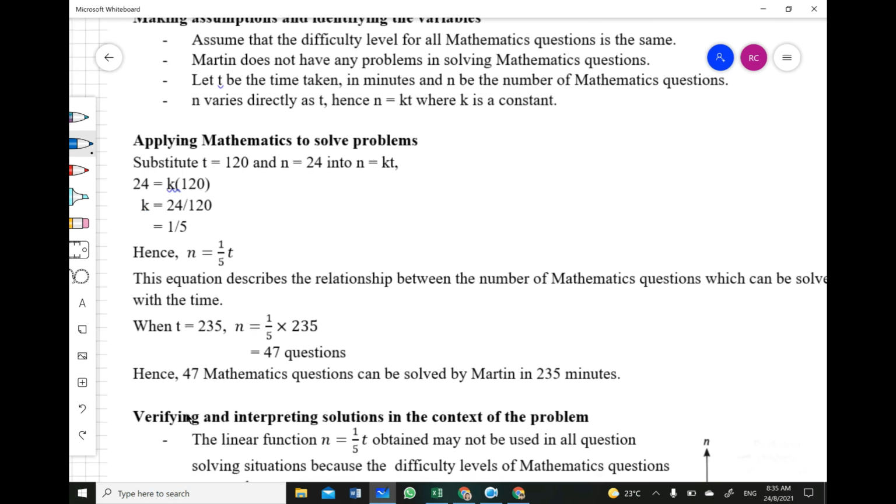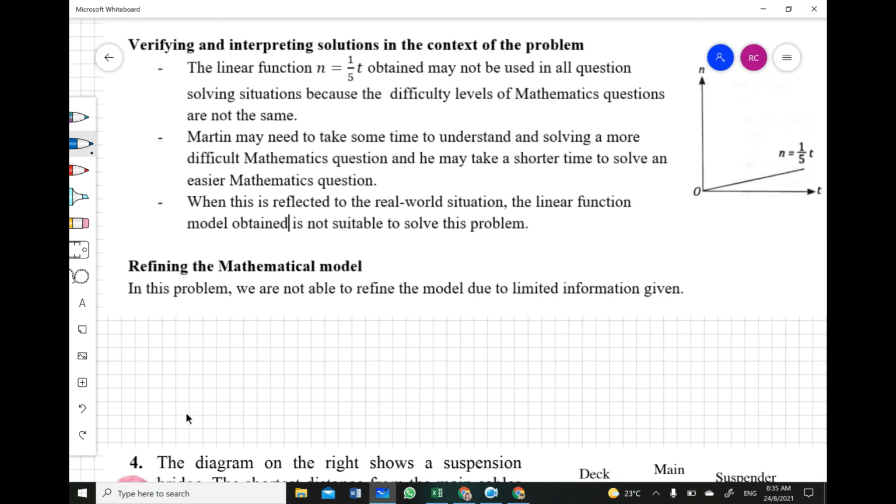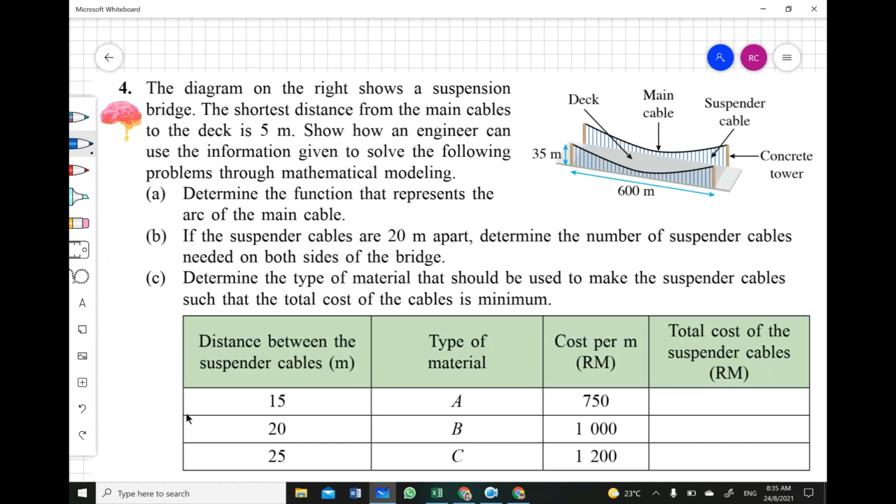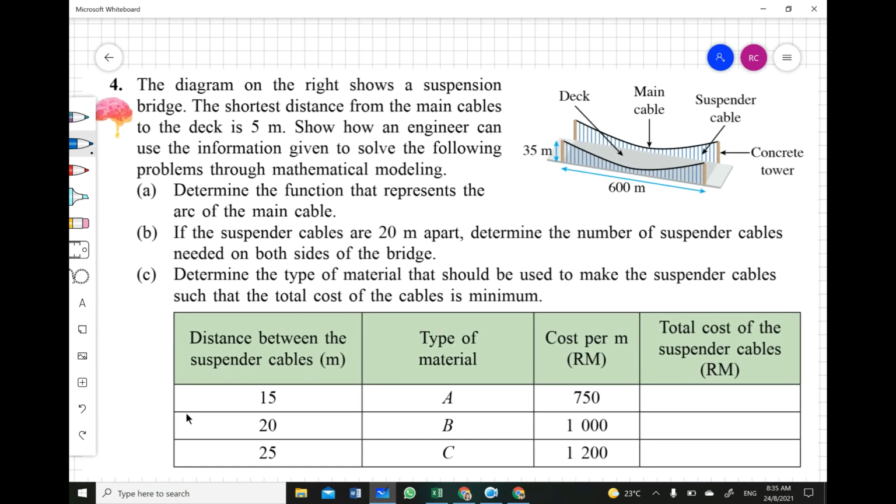Any problem? No problem. Okay, so for the next one, this is number 4 here. I repeat this question again so that you understand better what it is all about.